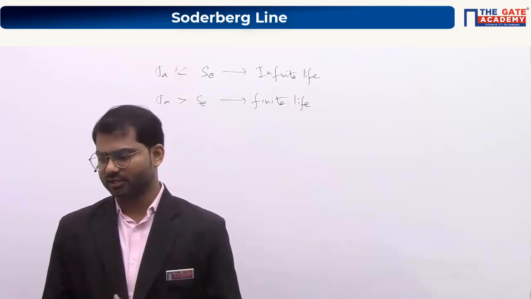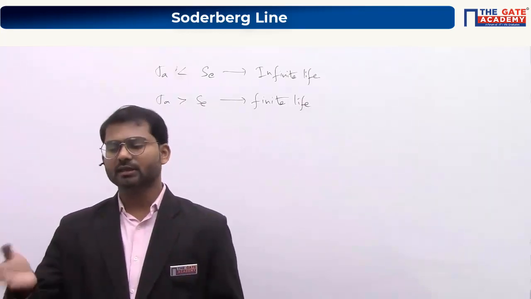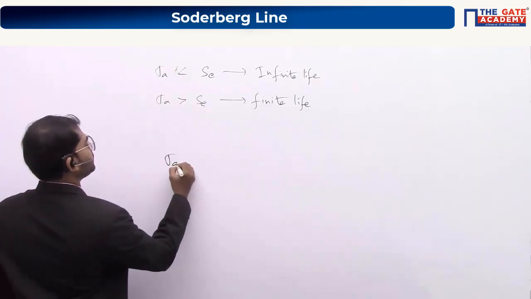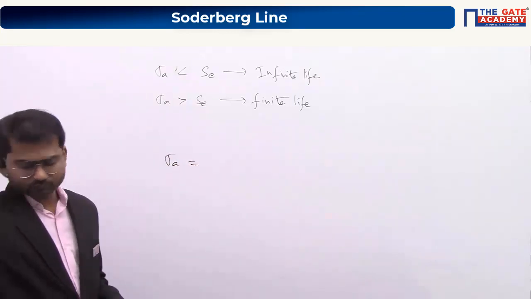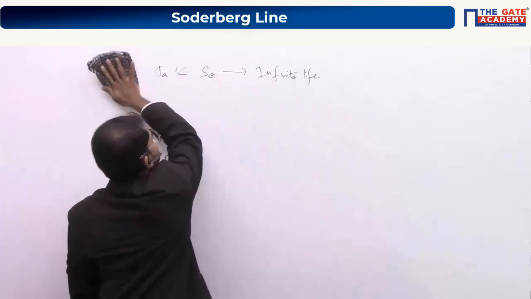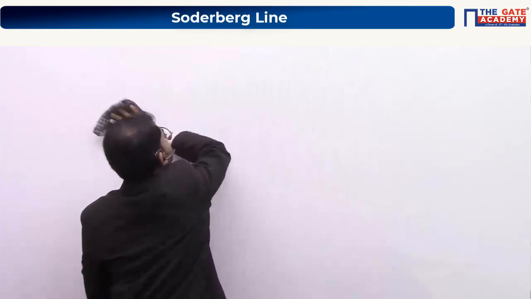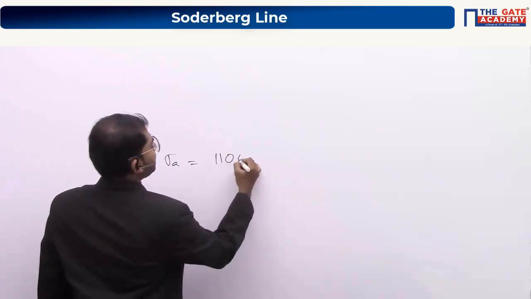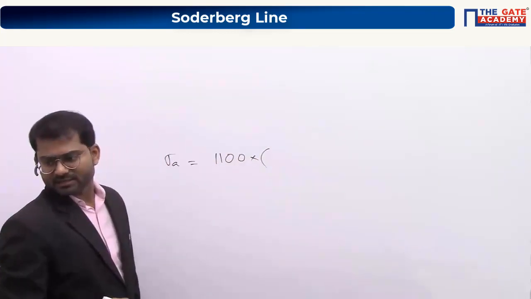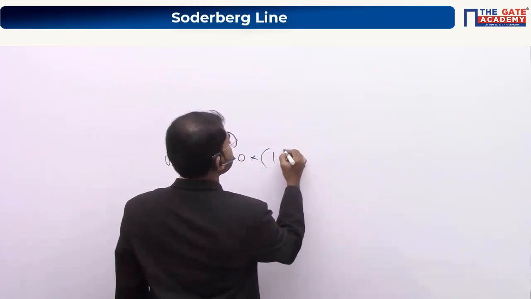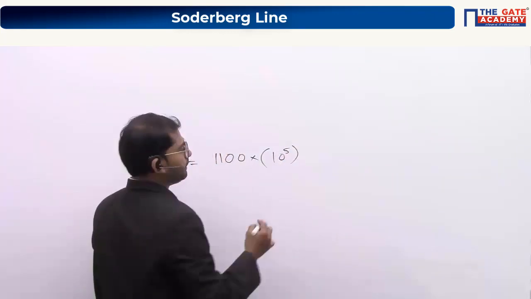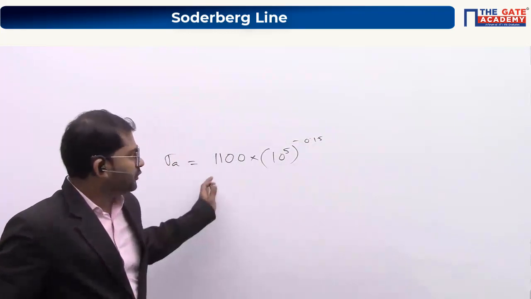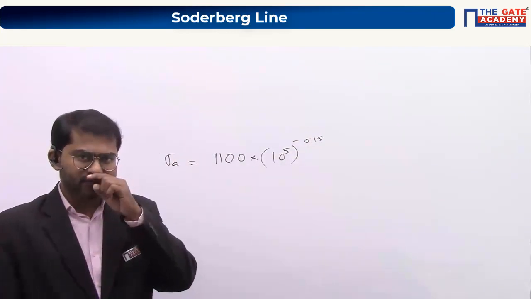That's it. Very simple question here. Substitute this 10 power of 5 in the particular formula here. So sigma A is nothing but 1100 into n, that is 10 power of 5, power of minus 0.15. Understand? So if you just put it in the calculator, you'll be getting the answer for this.